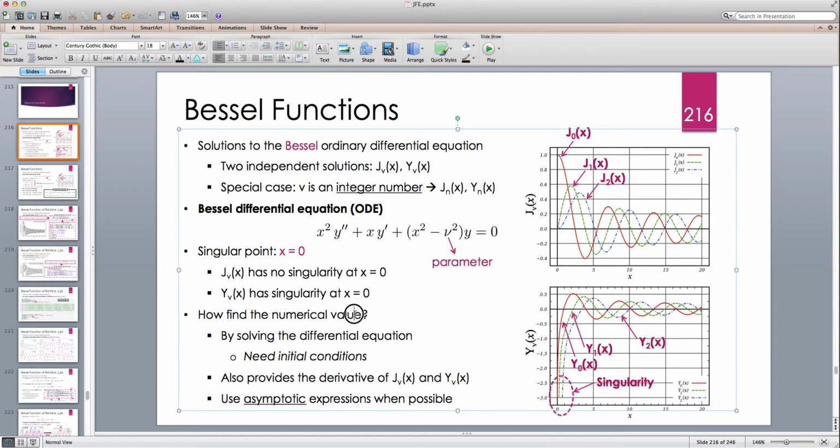Now, how do we find the numerical value? The obvious answer would be to solve the differential equation, but that doesn't seem like a very efficient way of doing it.